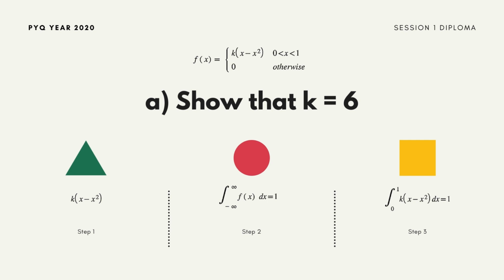For this type of question, we need to use the integral from negative infinity to positive infinity of f(x) equal to 1. Then insert the values which are 0 and 1 into the integral, followed by its function f(x) which is k open bracket x minus x squared close bracket. After inserting all of the given values needed, the last thing we need to do is solve it.